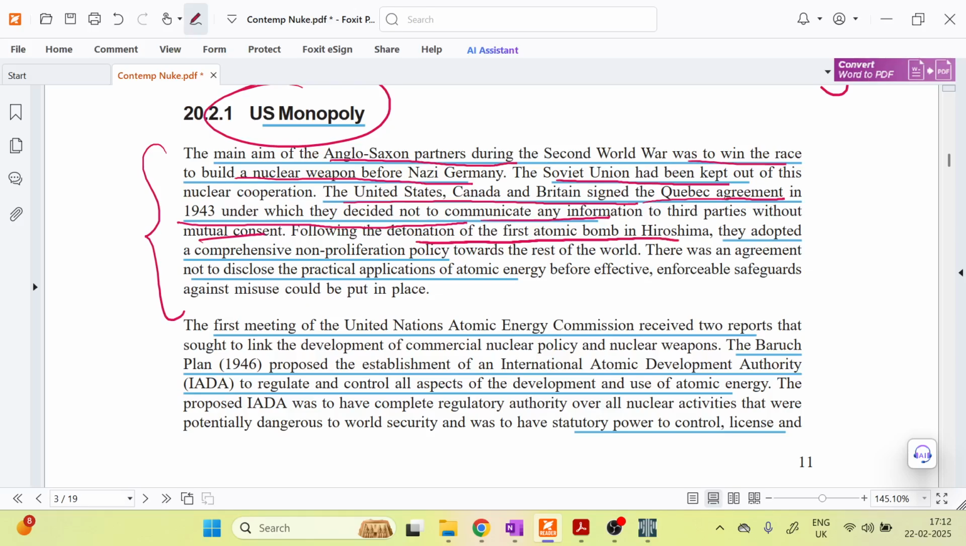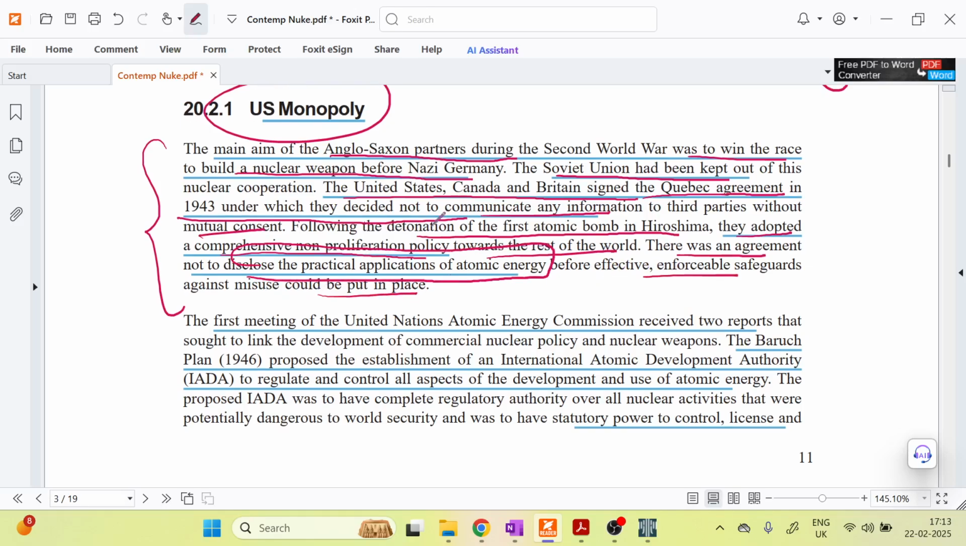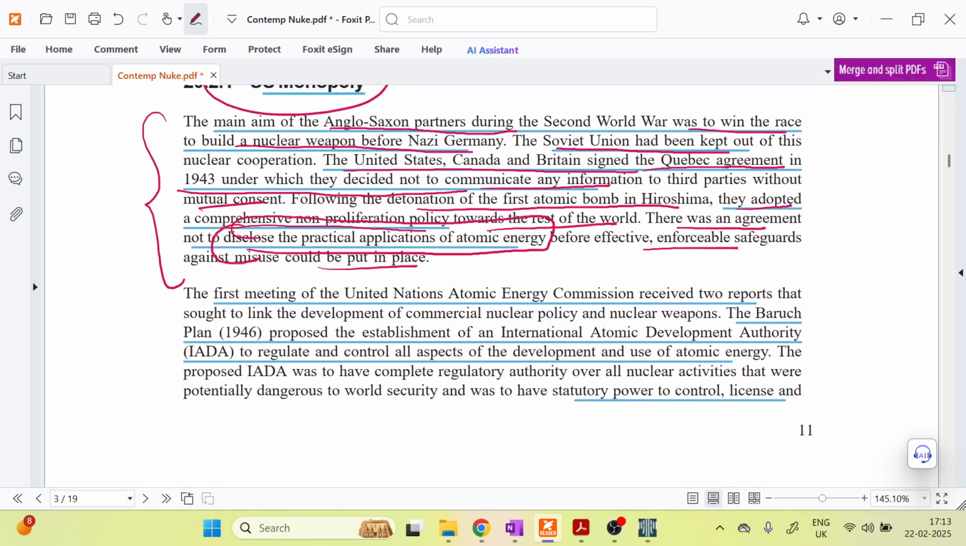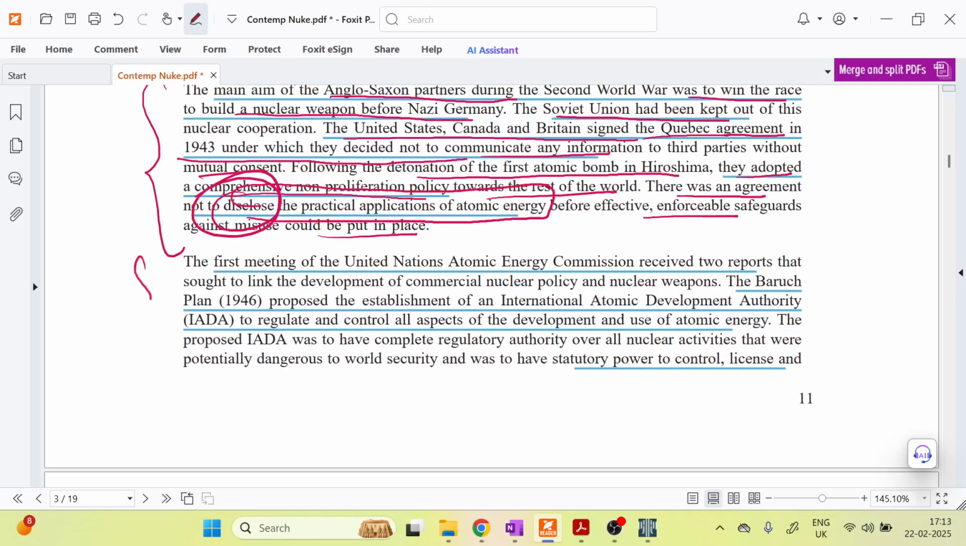Following the detonation of the first atomic bomb in Hiroshima, they adopted a comprehensive non-proliferation policy towards the rest of the world, by which they acquired the bomb and kept it to themselves. This strategy, this technology, was kept secret, and it was made in such a way that it would not be shared with any of the world powers. There was an agreement not to disclose the practical application of atomic energy before effective enforceable safeguards could be put in place. So it was thought that this technology would be kept secret.